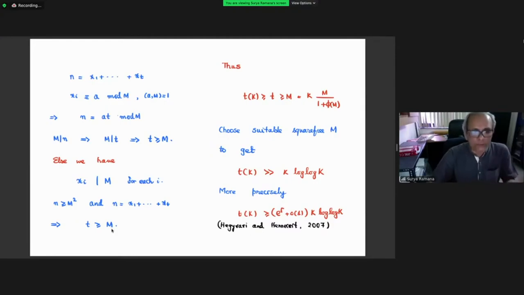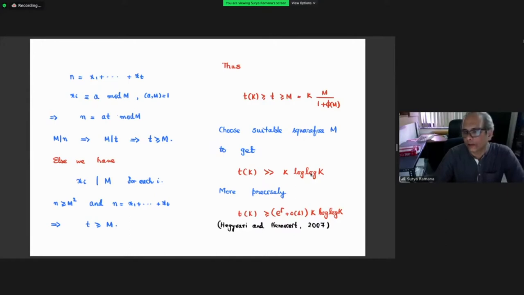Okay, so this is one particular coloring of the primes, but naturally if you're looking at T_K, which is defined uniformly over all colorings, this lower bound will automatically give a lower bound for T_K itself. So T_K, the number we are seeking for the primes, is at least M. And writing M as K times M by phi(M), because 1 plus phi(M) is the definition of K, you choose a suitable square-free M dependent on K.